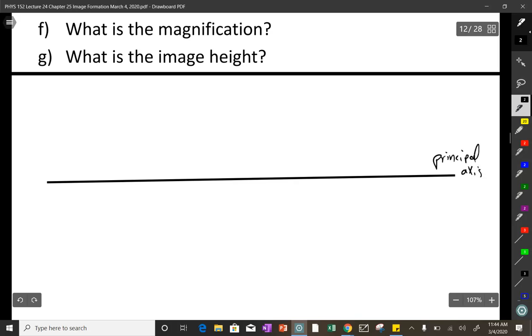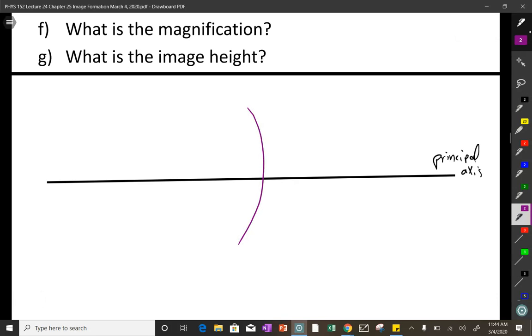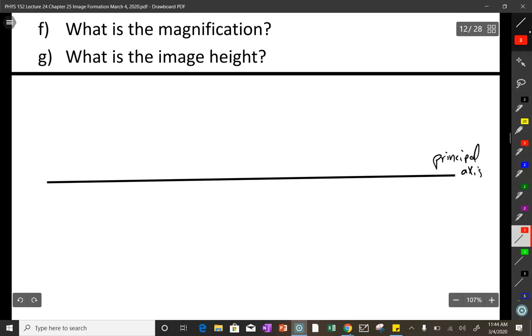The principal axis is the axis that goes down the center of your element. In this case, it's a mirror. So then I put my mirror here. I drew it like a mirror, right? Like a concave mirror. You know what we really do usually? We're like, that is too hard. I am going to draw a vertical line for my mirror. And then I'm just going to go like this to indicate, oh, it's concave.